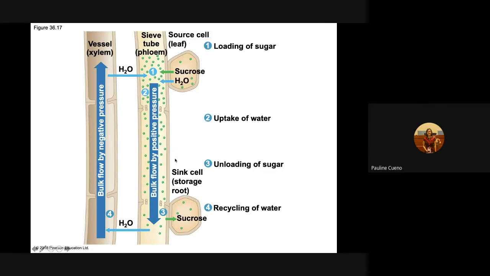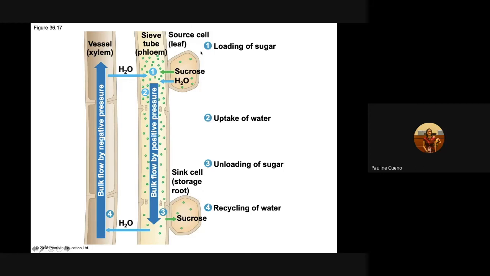Next naman will be the unloading of sugar or yung unloading ng phloem sap doon sa sugar sink. Ito yung other parts ng plant. Pwedeng sa roots, pwedeng sa stems. And then, after na ma-unload yung sugar from the phloem sap, the water will be recycled ng plants which will go doon sa xylem. Okay? So, ito po yung process ng translocation.